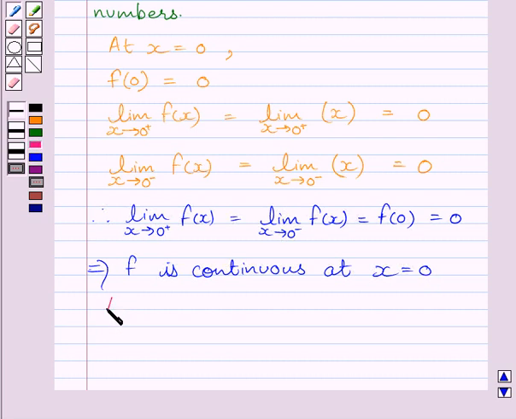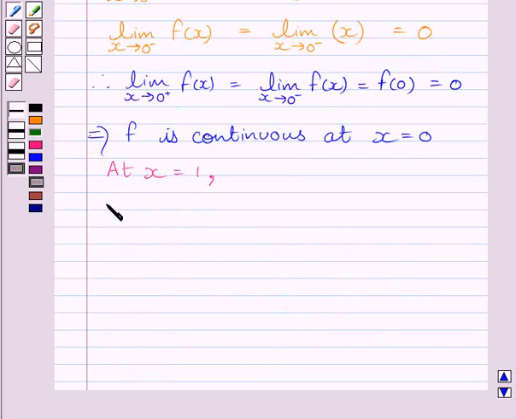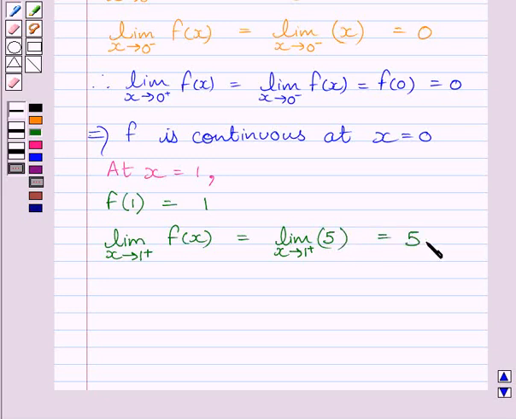Now let us check the continuity of the function at x = 1. We know for x greater than 1, f(x) = 5 and for x less than or equal to 1, f(x) = x. Now first of all let us find out the value of the function at x = 1. This is equal to 1. Now we will find out the right hand side limit of the function at x = 1. Now this is equal to the limit of x tending to 1 plus 5, which is equal to 5. We know f(x) = 5 for x greater than 1, so we have written 5 for f(x). So we get this limit equal to 5.